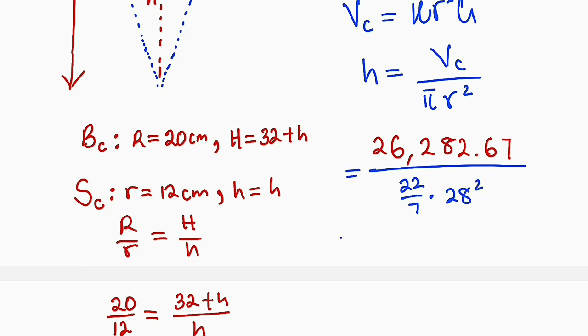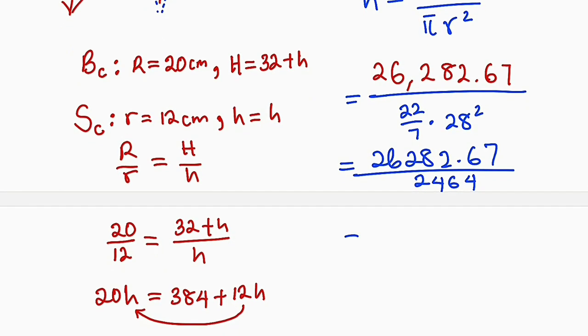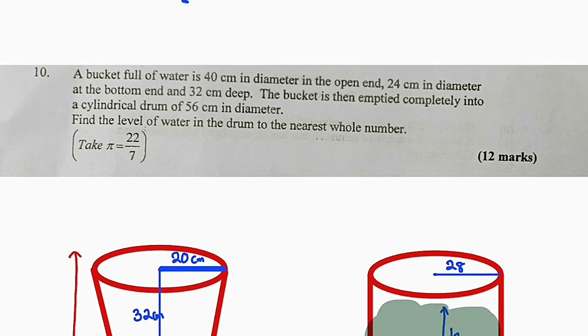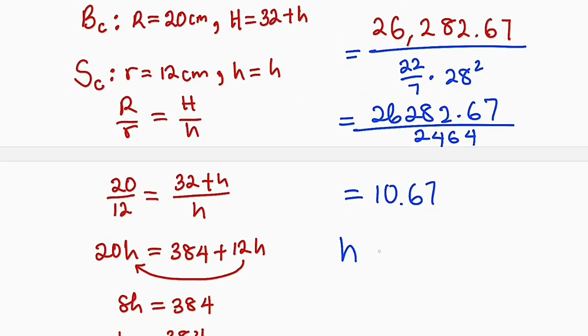28 squared. And this is equal to 26,282.67. Divide by, let me use my calculator to simplify this in decimal. That will give us exactly 2464. Then we equally divide 26,282.67 divided by 2,464 is equal to 10.67 approximately. But remember, they said to the nearest whole number, so we are going to approximate it to 11.